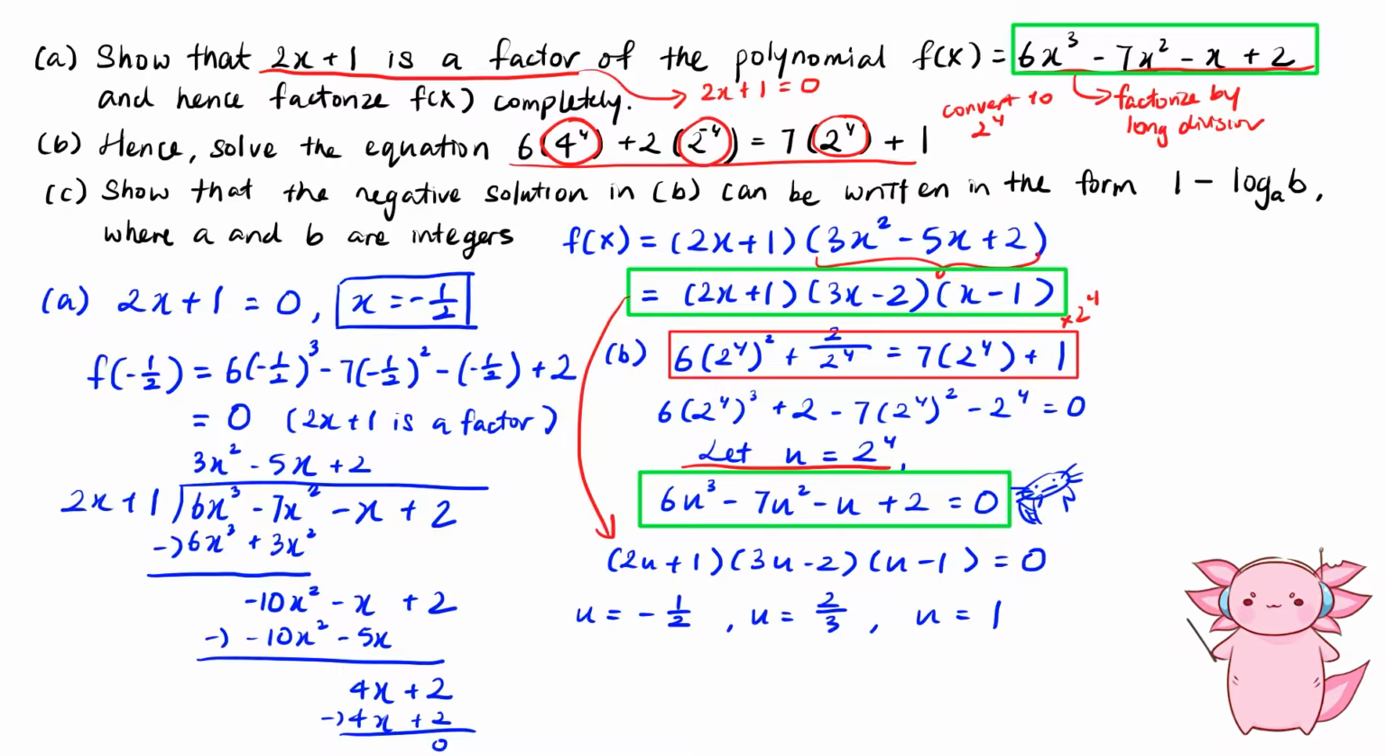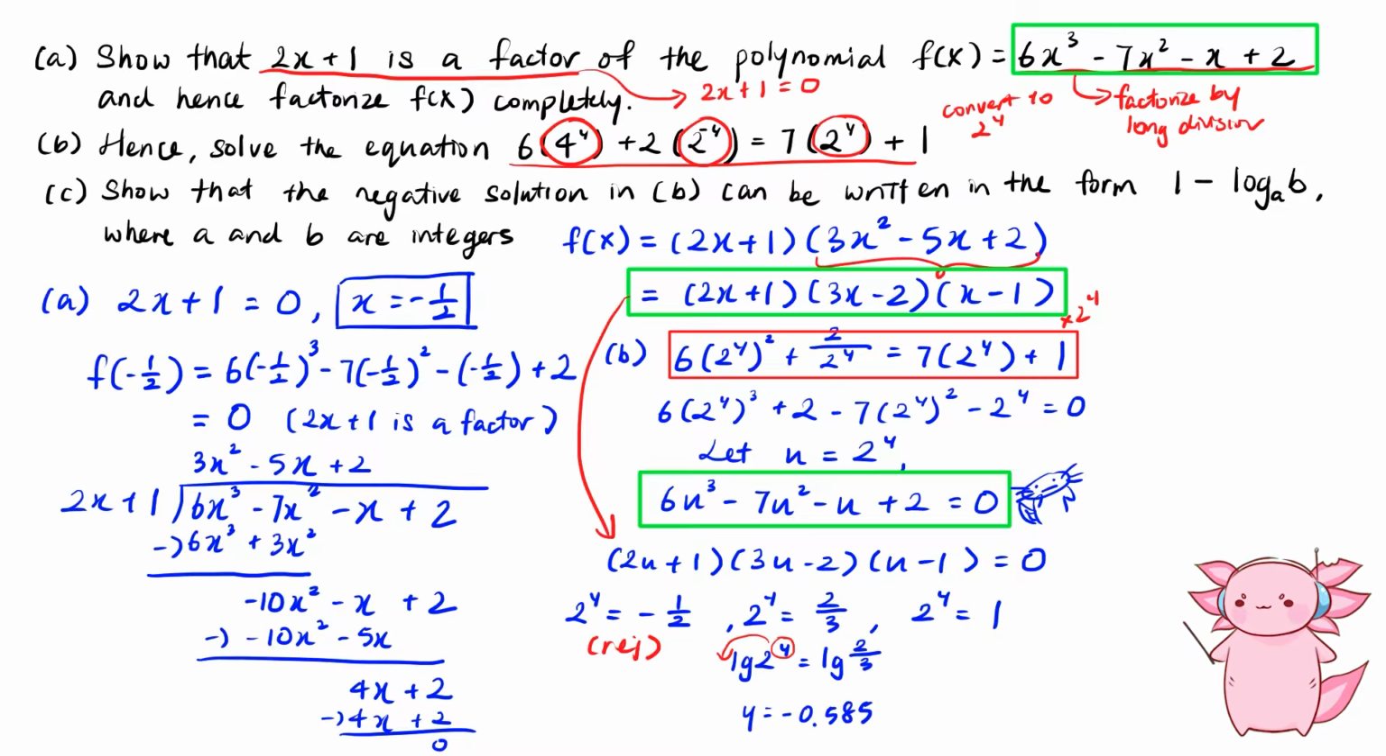Because u is equal to 2 to the power of y, we can try to solve for y by taking lg on both sides, and we have to reject this negative half solution here because we can't log a negative number. For this one, we bring the y down, and we can solve for the value of y to be negative 0.585, and for the last one, y is equal to 0, since anything to the power of 0 gives us 1.